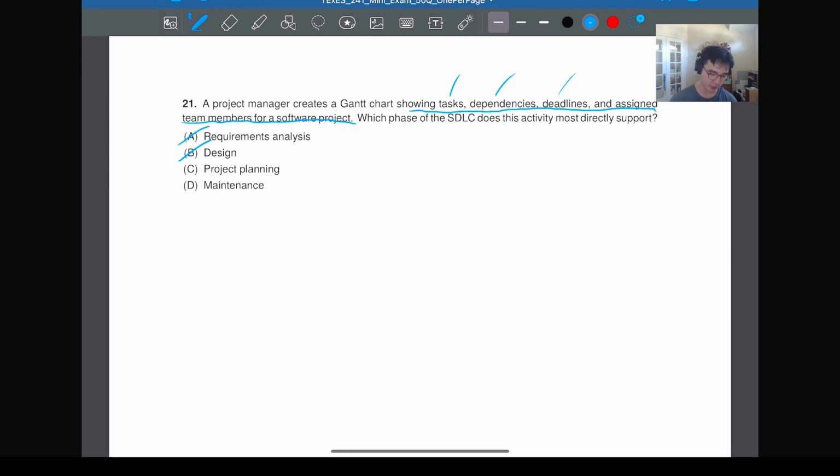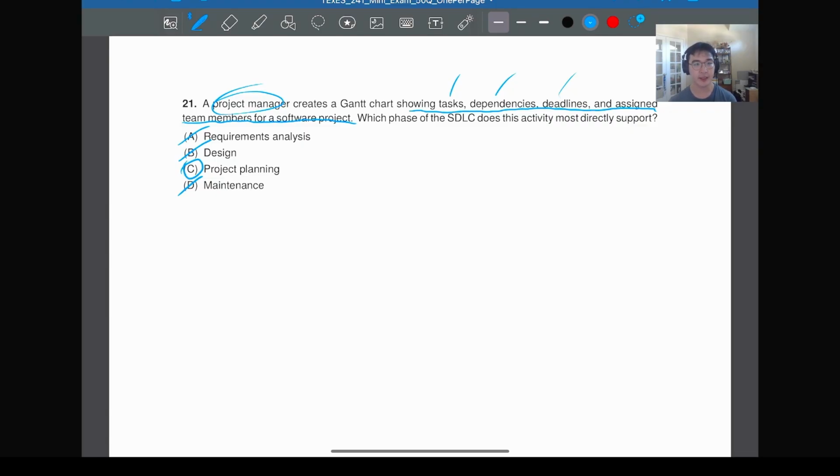I mean, you've got this project manager right here trying to get together this team, this project, and tracking it with tasks, dependencies, deadlines, and even assigning team members. Sounds like C is probably the right answer, but let's take a look at D. Is it maintenance? Well, maintenance means something has already been created and you just have to maintain it. But based on question 21, it sounds like they're currently working on building something. So it's not D. So C is the best answer choice here.